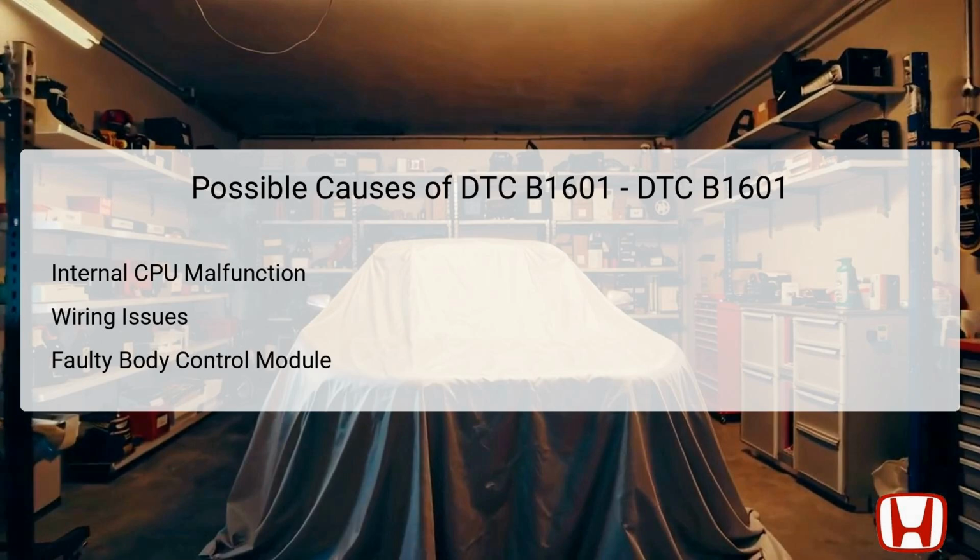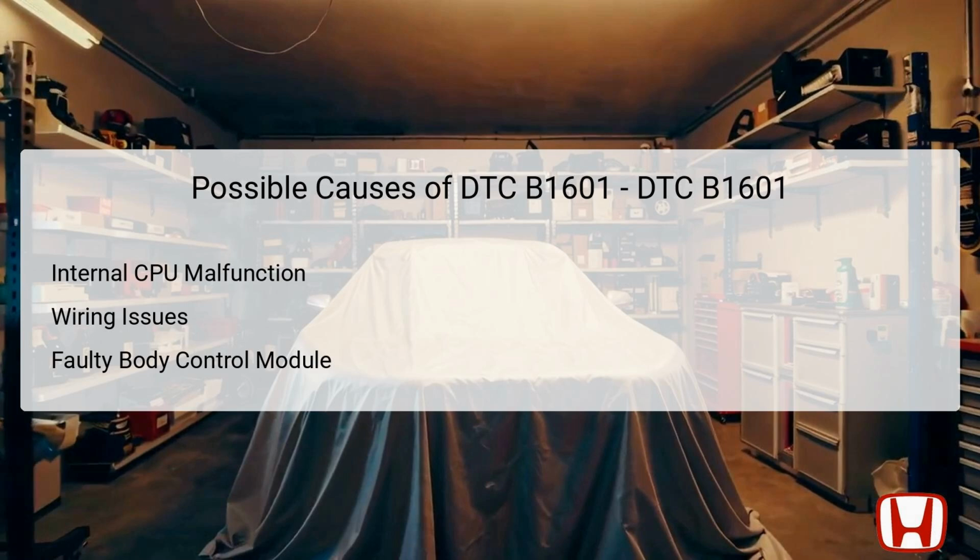When dealing with DTC B1601, there are several possible causes that technicians should investigate. The most apparent cause is an internal malfunction within the CPU of the keyless access control unit itself, which could arise from manufacturing defects or wear and tear over time. Additionally, inspection of wiring is crucial.